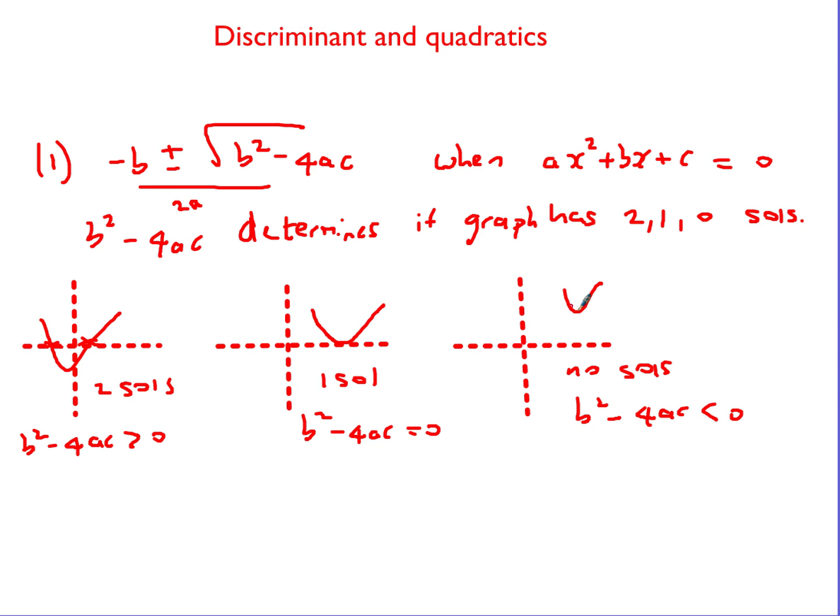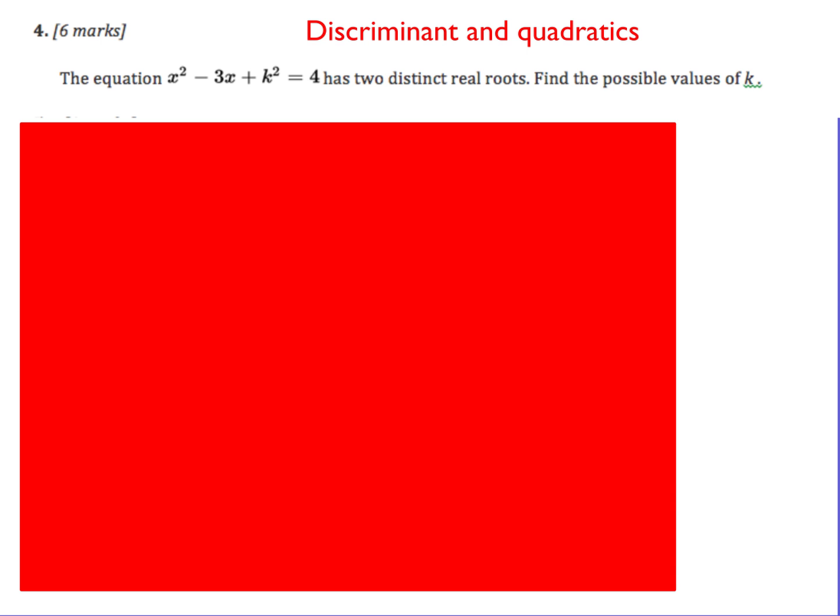And if b squared minus 4ac is negative, well, we can't square root a negative number, not without imaginary numbers, and therefore we get no solutions. So we get either two solutions, one solution, or no solution. Okay, so this is what we're going to be using in the following questions. Okay, first one, here we go.